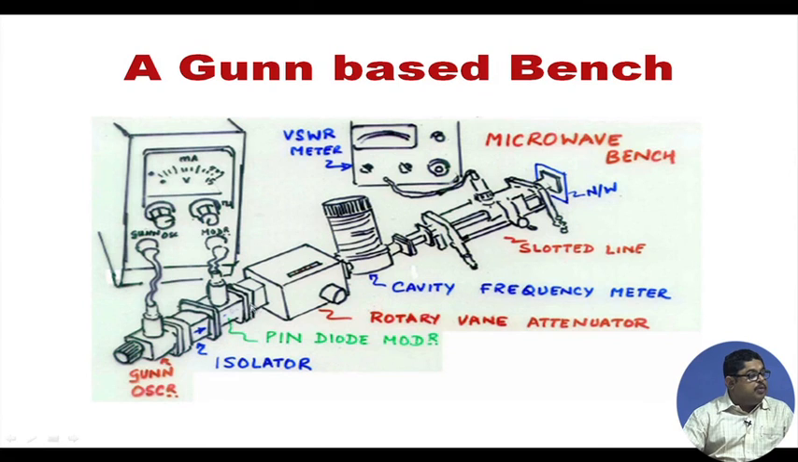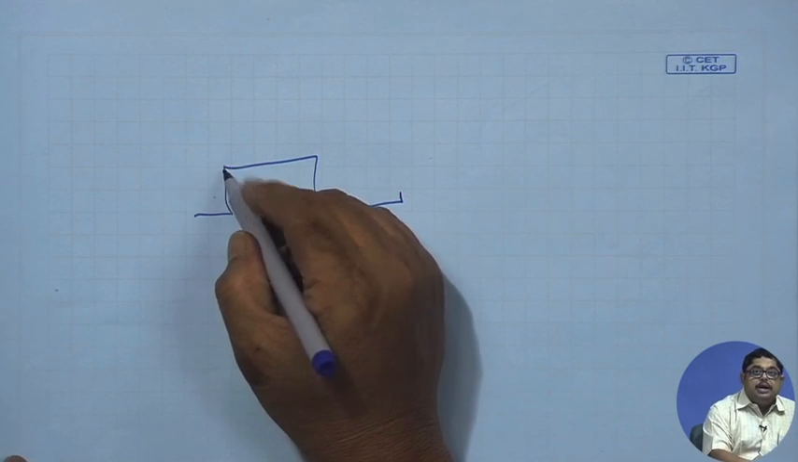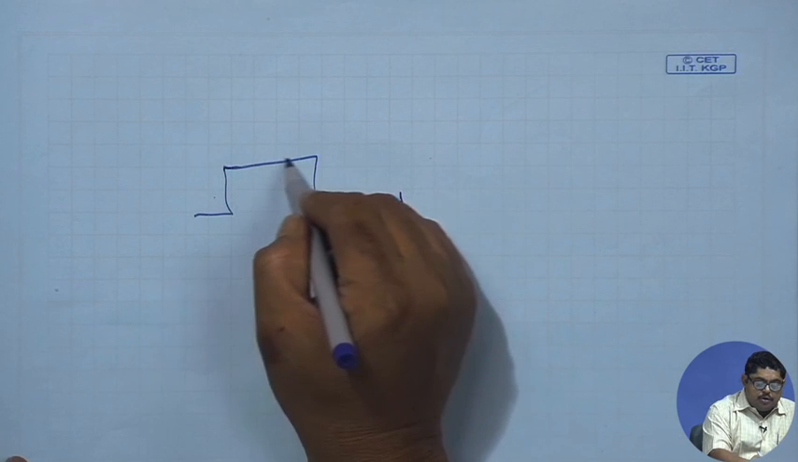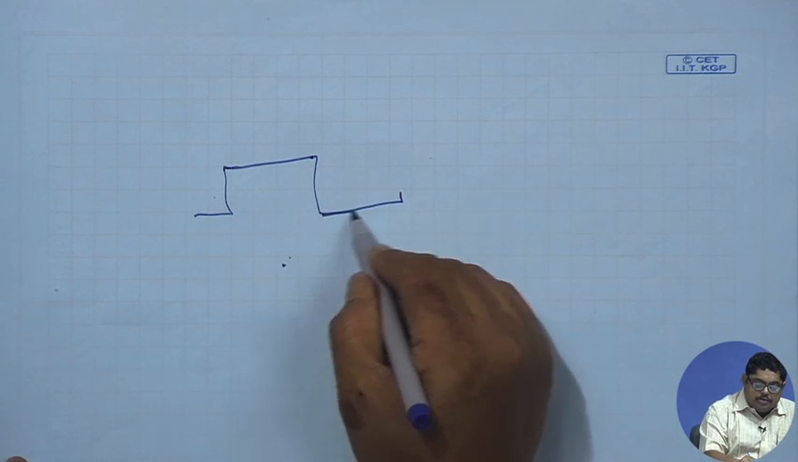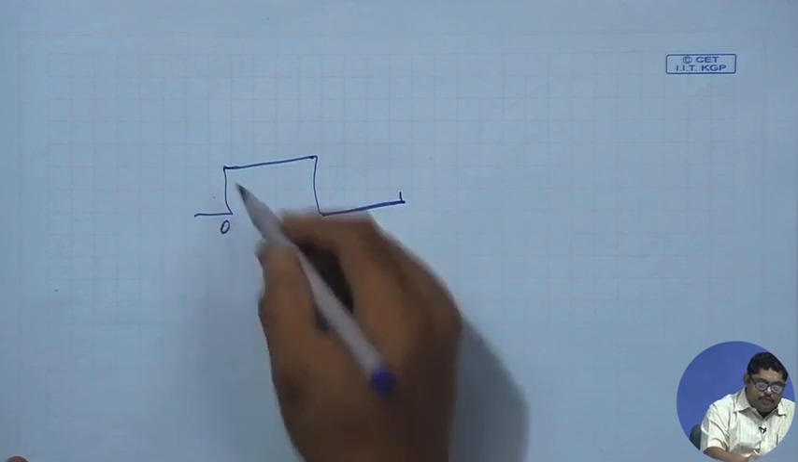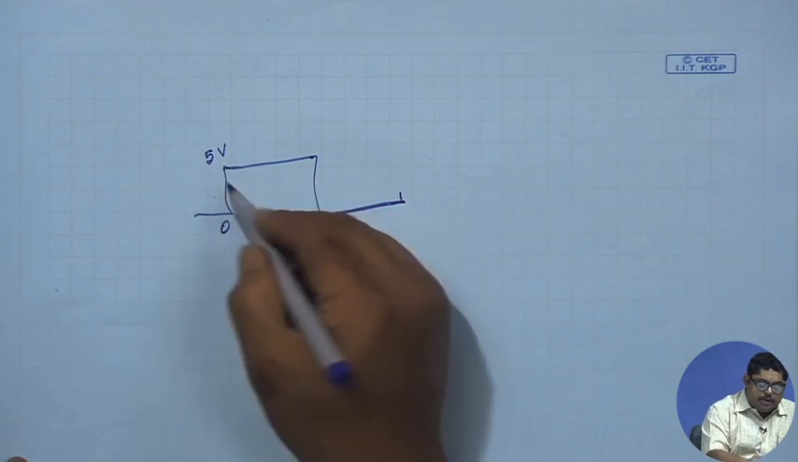Then we put the PIN modulator. The PIN modulator is biased; the power supply here is the modulating voltage. So, we have a 1 kilohertz square wave signal. Please see here, we have a 1 kilohertz square wave signal. This is the DC bias it gives. So, this is the on, and when it is not getting, this is 0. Some 5 volts is given.